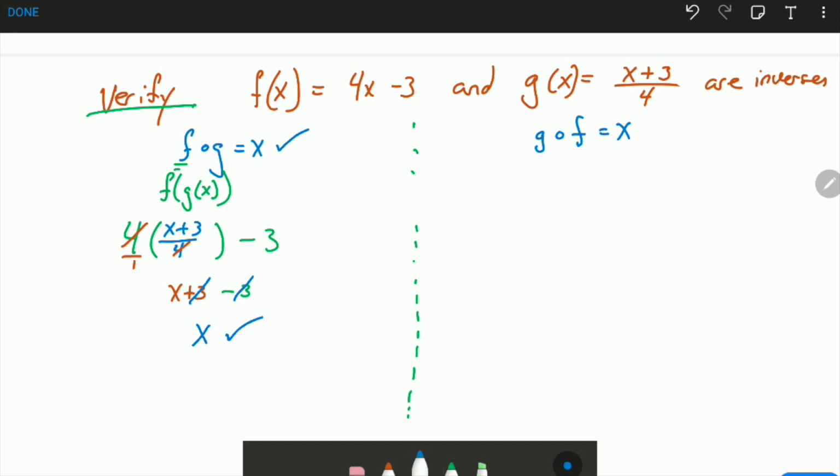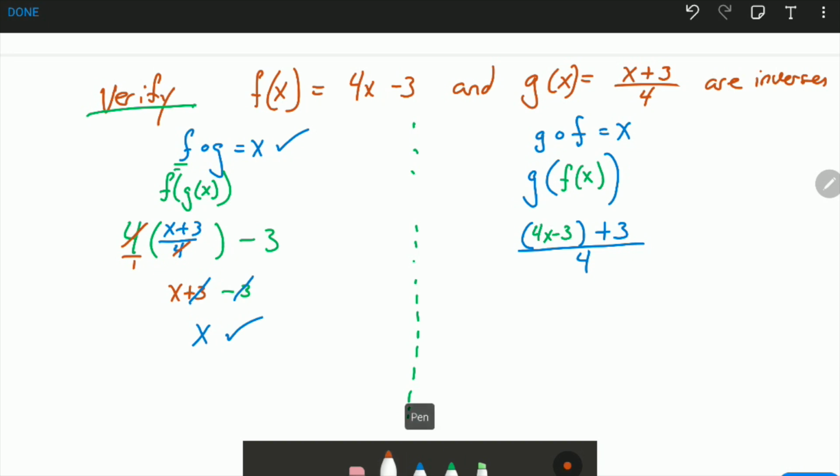Now, in order for them to be inverses, both compositions have to simplify to be the identity function x. So let's check the other one. The other one is g of f of x. So if we do this, go through my outside one and replace x with parentheses. So we have x plus 3 over 4, so we're going to put parentheses plus 3 over 4. Then inside my parentheses goes my x, the f function, which is 4x minus 3.